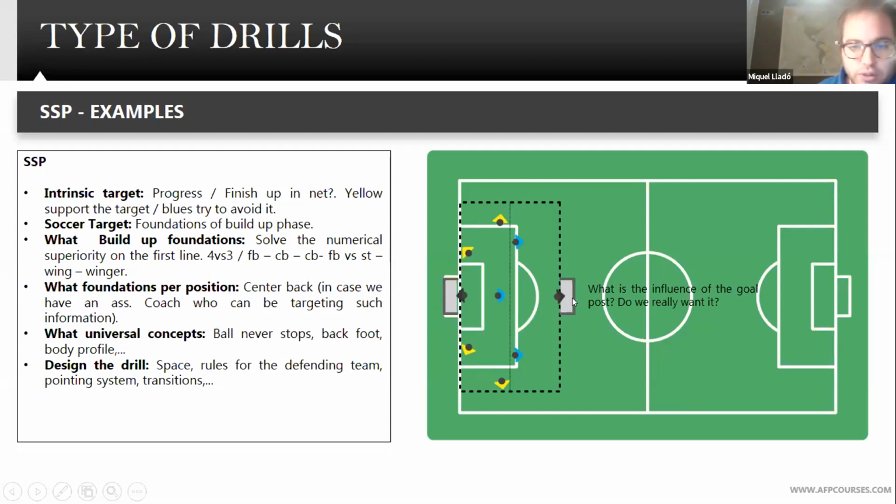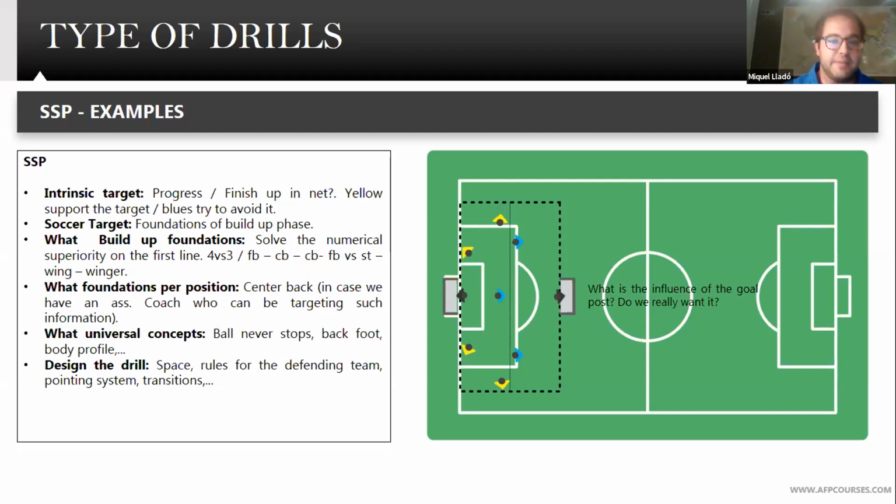If I put the goalpost, maybe I generate the wrong adaptations in my players, because the goalpost is really powerful in soccer. So if I put the goalpost, maybe my players start doing behaviors that they wouldn't do in this kind of position while they are facing a match. So it's something open to discussion, and something for you to think about.